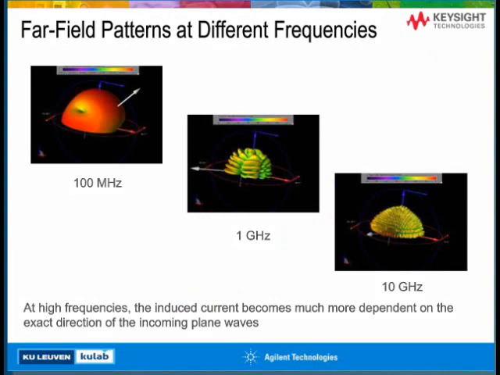This slide again shows the far field patterns at three different frequencies, 100 megahertz, 1 gigahertz, and 10 gigahertz. We see the same behavior as before. At low frequencies, we see a dipole-like radiation pattern. At 1 and definitely at 10 gigahertz, we see a much more complicated radiation pattern where we have a quick follow-up of maxima and minima. And again, at high frequencies, the induced current becomes much more dependent on the exact direction of the incoming plane wave.